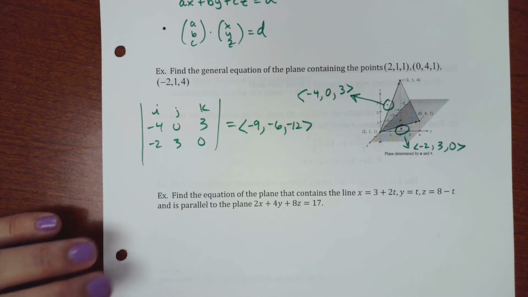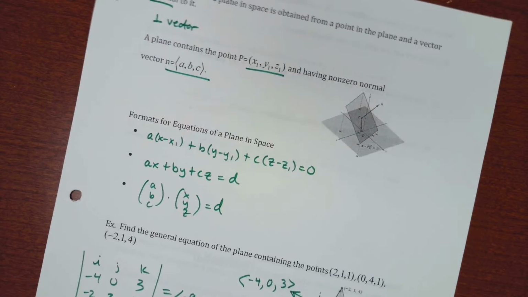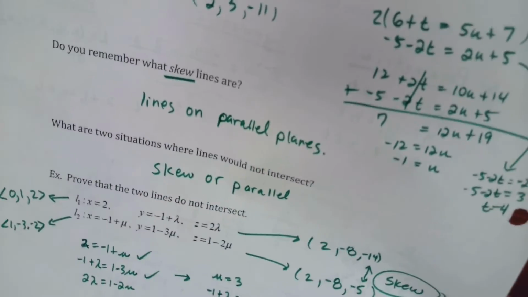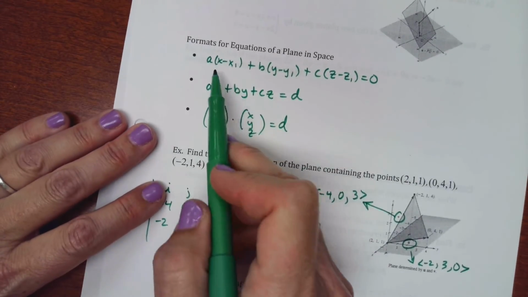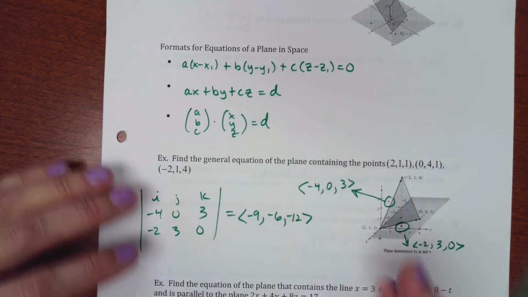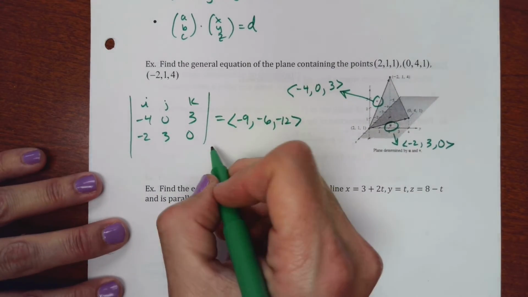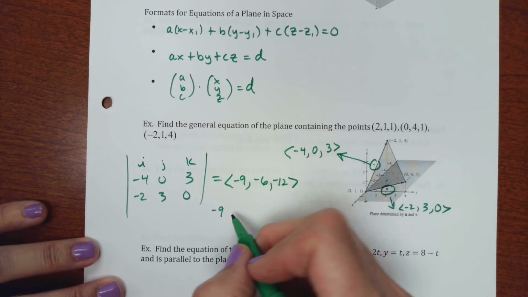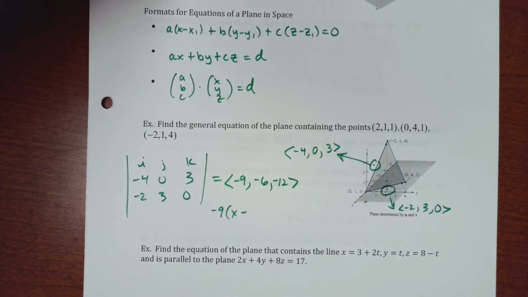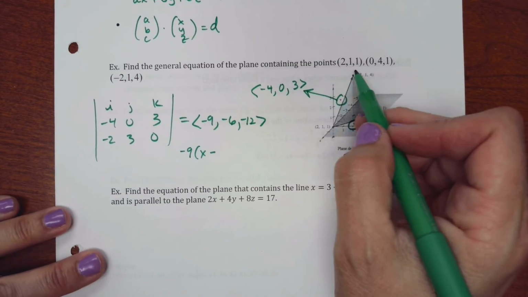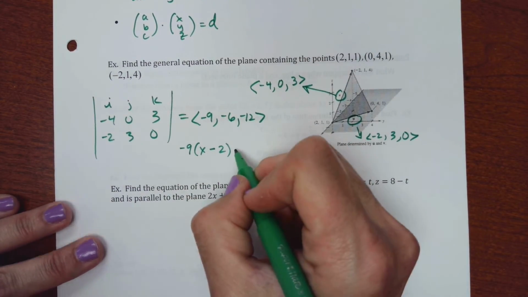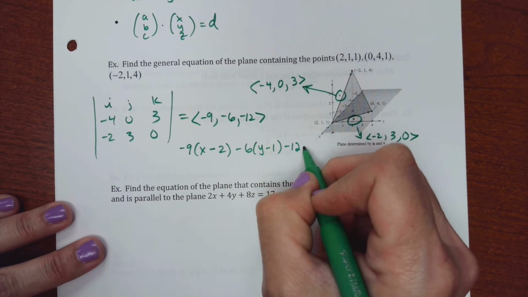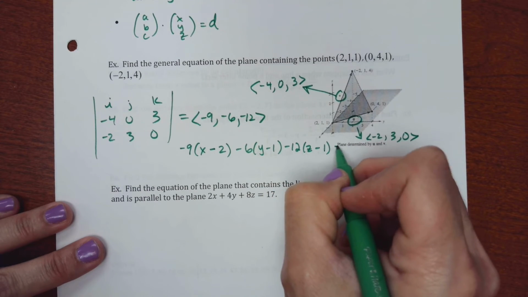Okay, so we're going to use this first basic equation. I have my normal vector, and I'm going to show you a little trick to get to the second one. We take negative 9 for my a, and then x minus, and you can use any point. It doesn't matter. I'm going to use 2, 1, 1. So x minus 2, minus 6 times y minus 1, minus 12 times z minus 1 equals 0.